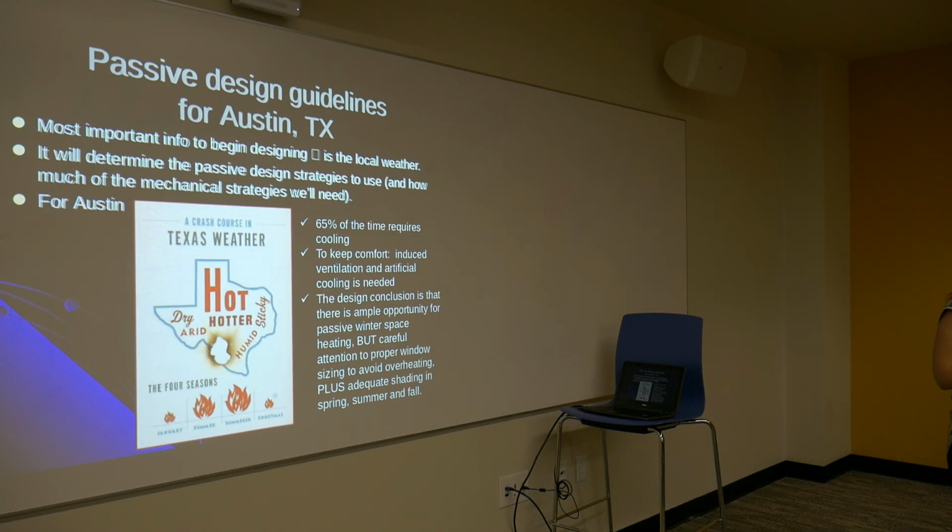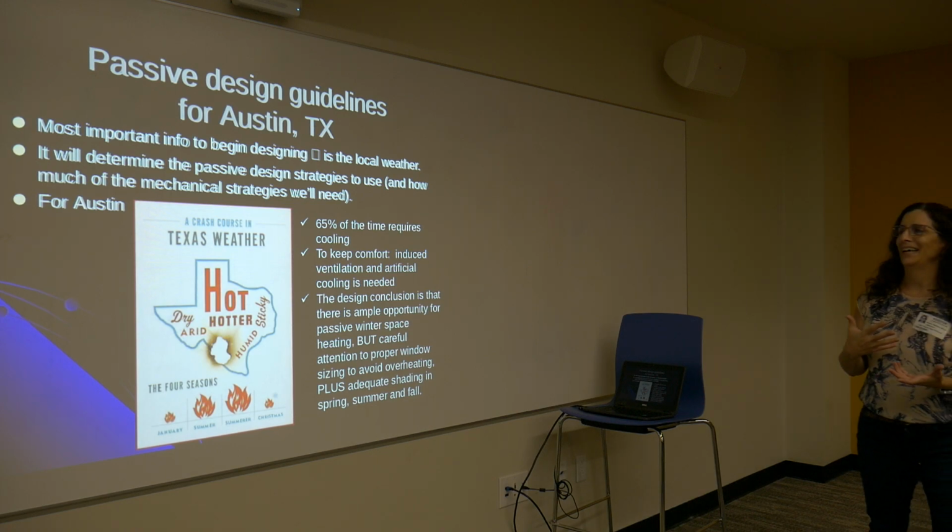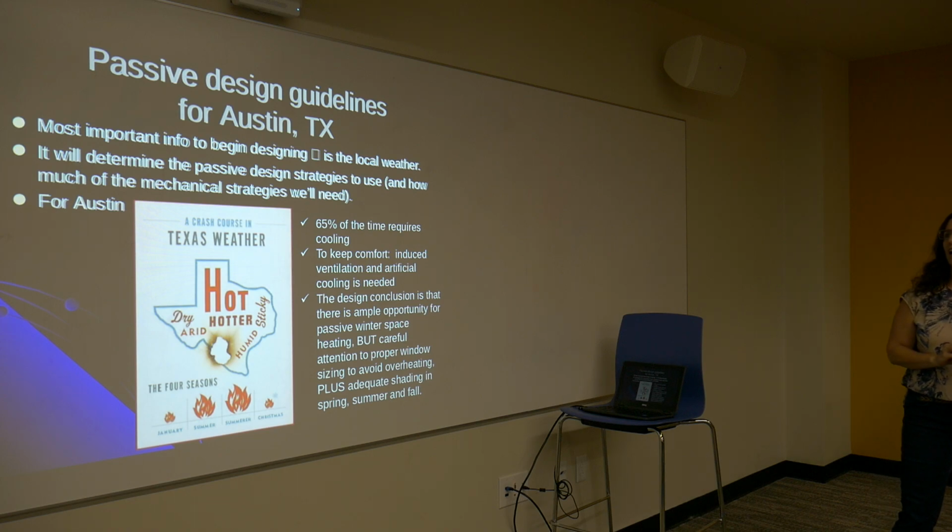So passive design guidelines for our city. The most important info to begin designing a building is the local weather. You need to know the weather on the site that you're going to work. It's very, very important. And there are diagrams that help you to do that if you want to get deeper, but I just thought about telling you what type of weather we have, although I know you probably know it, but it's to be more precise, because that will determine what passive systems we are going to use in the design of our building.